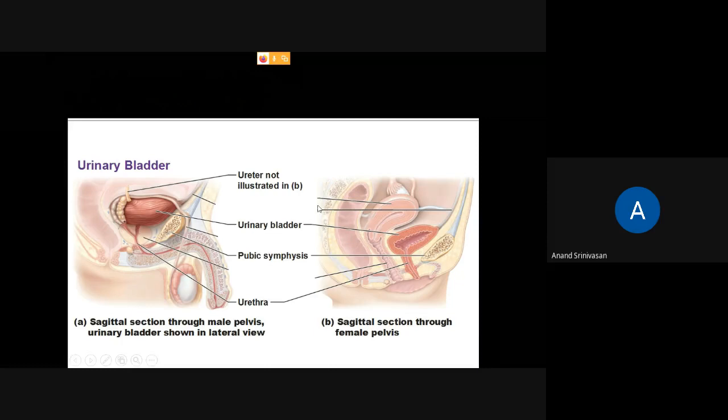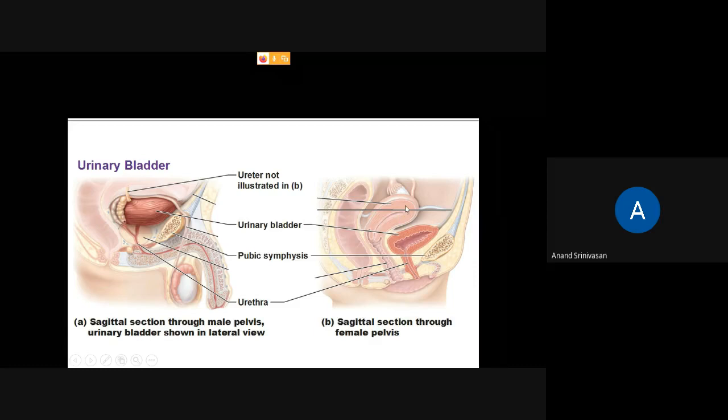Now let's see in female. In females, the urinary bladder is the same. The ureter opens into the posterior surface, just like in males. The only thing that differs is the relation. Anterior to the urinary bladder is the pubic symphysis, same as in males. But posterior to the urinary bladder, there is a structure.